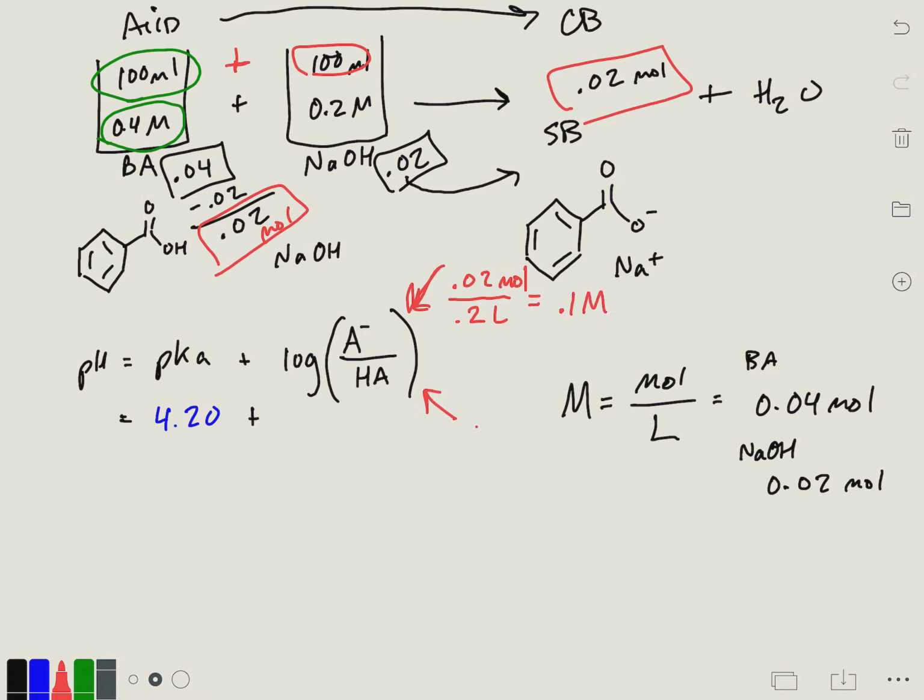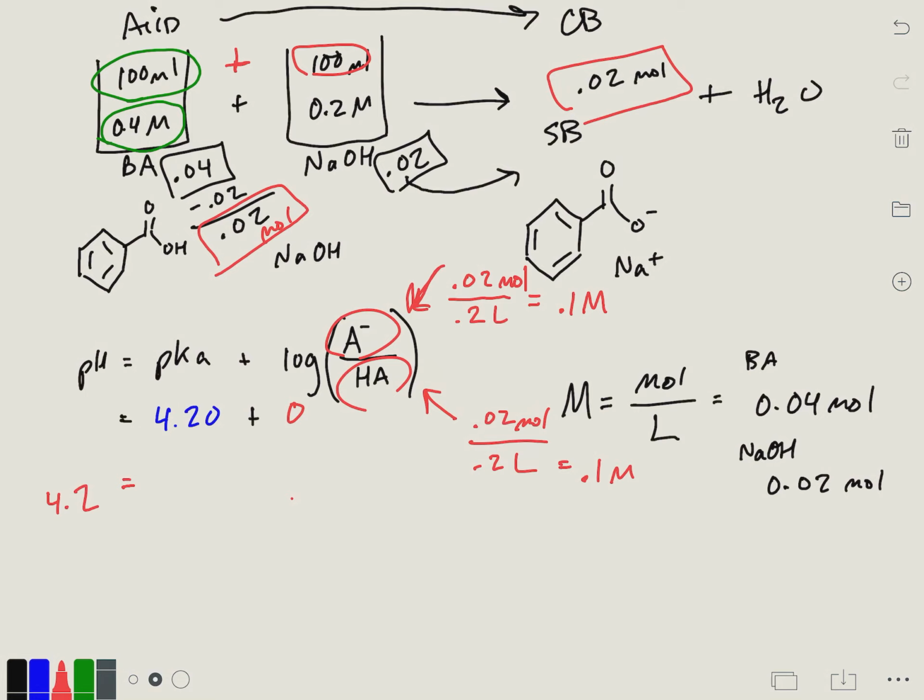For the HA, it's going to be the same thing, 0.02 moles over 0.2 liters for a grand total of 0.1 molar. Okay, we did a lot of math for nothing. We just found that the ratio of the conjugate base to the acid is 1 to 1. They're the exact same. If you plug log of 1 into your calculator, you're going to get 0. So basically the pH is going to be the pKa. So the pH in this case is 4.2.